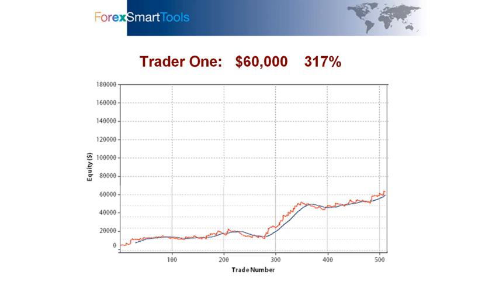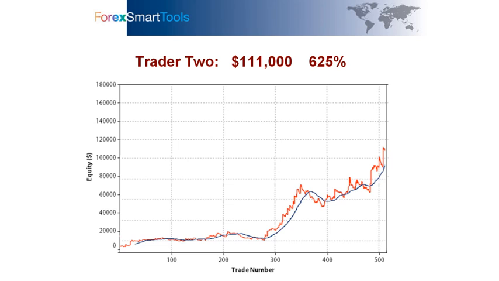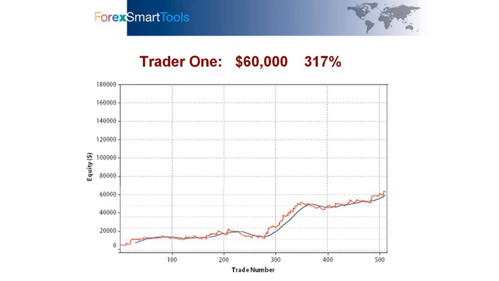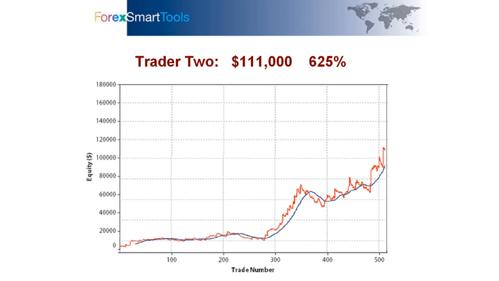Here's Trader 1. He took this particular strategy and traded it over 500 trades and took his equity from, I think it was 10,000 that he started with, up to 60,000, a 300% return. That's great, isn't it? But now, varying just one thing about how he position sized, he was able to do this. Let's go back and look. Instead of that, his equity curve looked like this. So instead of 300%, he went to 625%. And that doubled it. Same exact trades. Nothing's been changed.